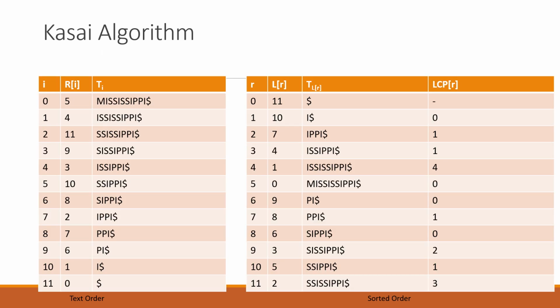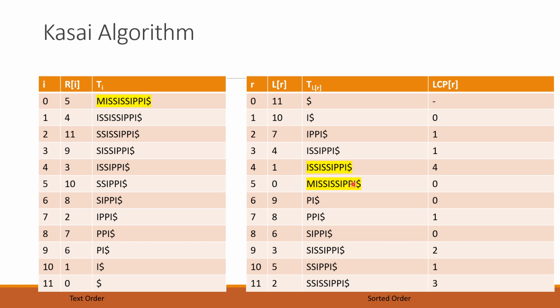The key idea of Kasai's algorithm is to compute the LCP values in text order. For the Mississippi example, the first suffix in the text order is Mississippi dollar, that is the entire text. Now we check for the corresponding LCP value. So we check this value in the right table, and we find the string at position phi in this table.